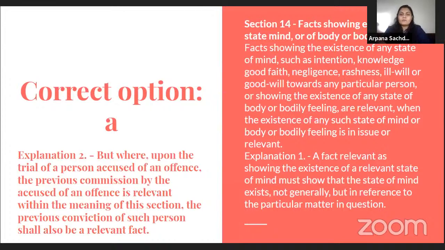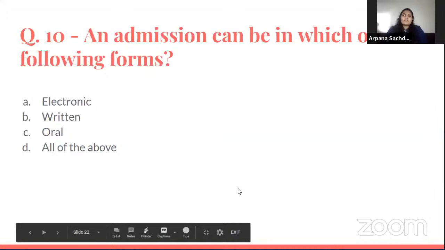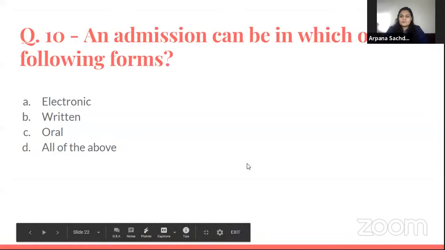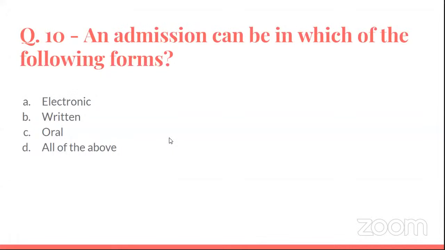Can we have question number 10? Question number 10 says: an admission can be in which of the following forms? Electronic, written, oral, or all of the above? I guess this is a very easy question to answer, so I guess all the participants can answer it. Also, participants, a small request, kindly answer your questions in the chat box only, if it's possible for you.